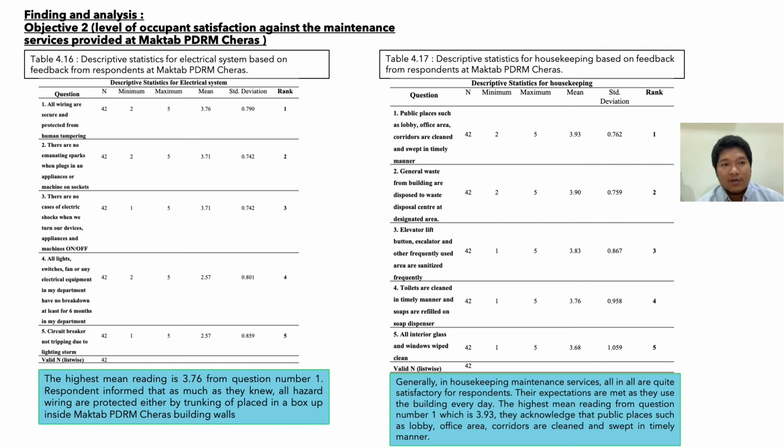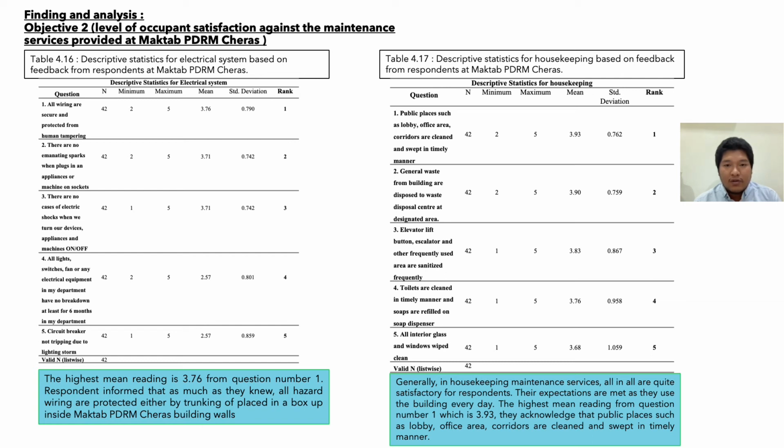The question states all wiring are secure and protected from human tampering, and this is true. They agree with that, because what can they observe from the building? All wiring are protected. There are no exposed wiring that are hazardous towards occupant. They agree with that. So for housekeeping section, same, 5 questions are given to them.